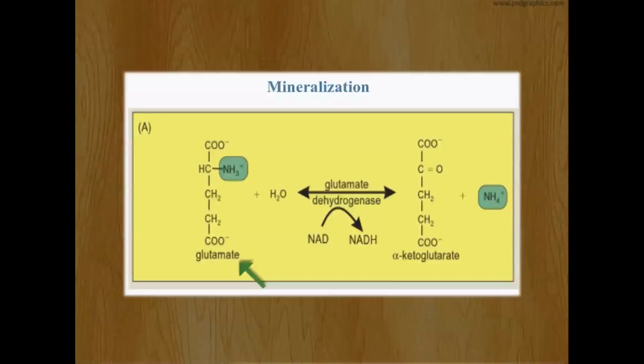The second is mineralization. Mineralization is the removal of the ammonium ion from the organic nitrogen source. An example of this is glutamate. The glutamate is converted to alpha ketoglutarate with the help of the enzyme glutamate dehydrogenase. This glutamate dehydrogenase releases the ammonium ion, as we can see, and this ammonium is liberated to the environment. So there is a loss, and this loss is known as mineralization.